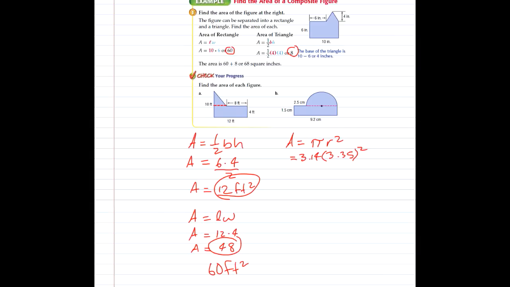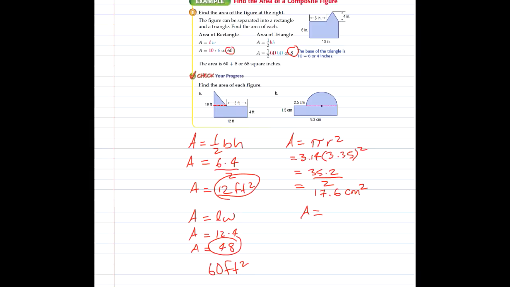After all of that, we get an area of that circle of 35.2. But now remember, this is a semicircle, so we only want half of that. So we're going to divide that by 2. So the area of our semicircle is 17.6 centimeters squared. And you can already see how much attention to detail you're going to have to pay here to get these correct.